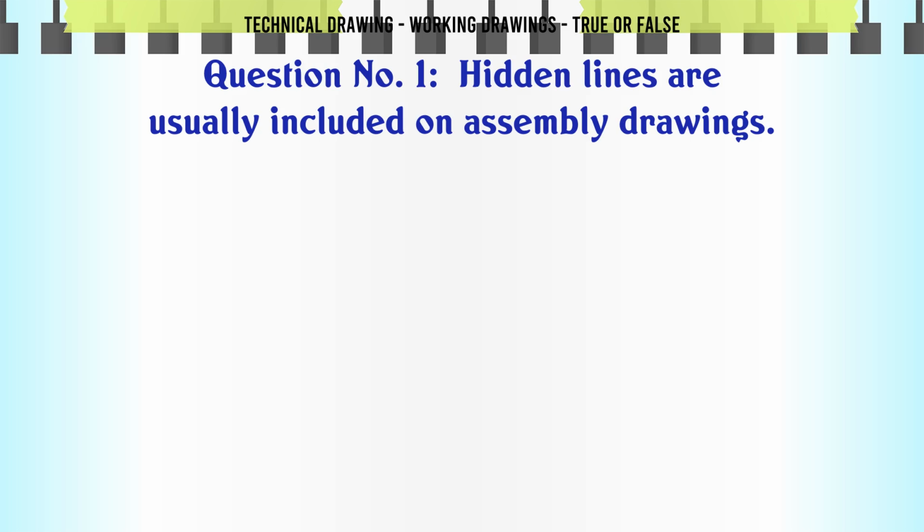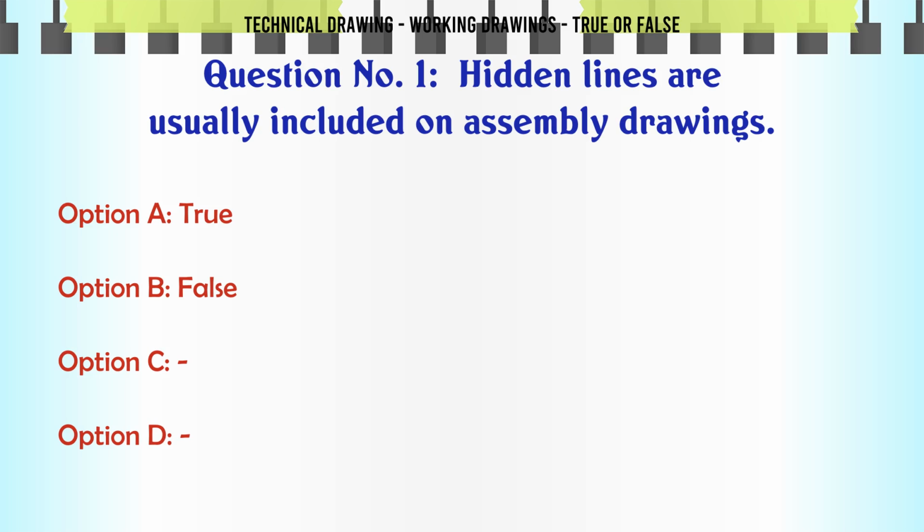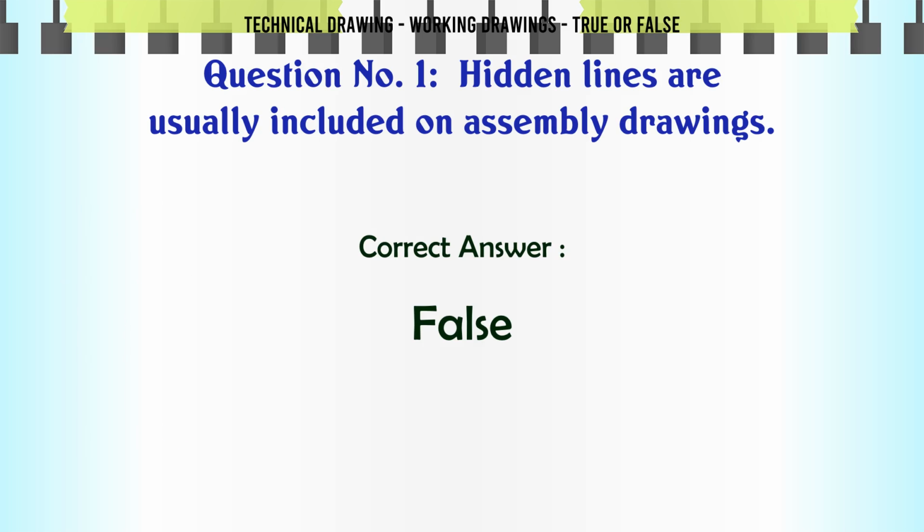Hidden lines are usually included on assembly drawings. A. True. B. False. The correct answer is false.